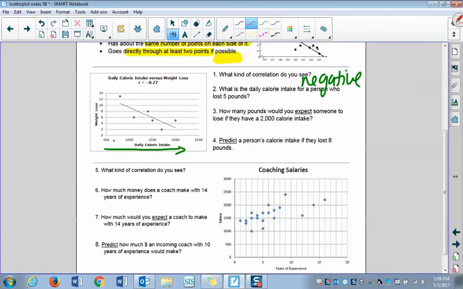Then they ask, what is the daily calorie intake for a person who lost 5 pounds? So what is the calories if they lost 5? So we have to find 5. There's a person, so their daily calorie intake would be 1,500.